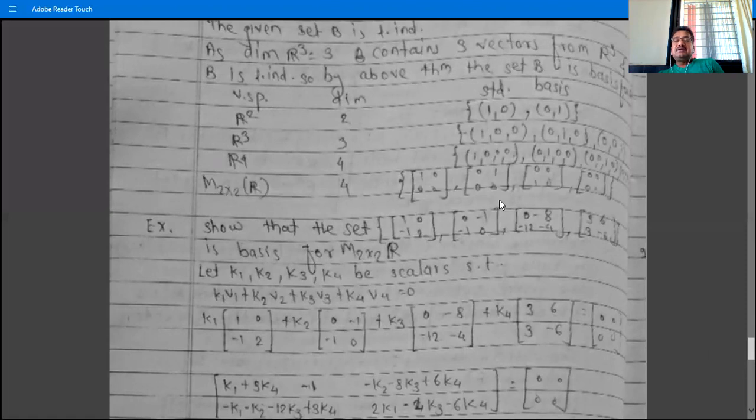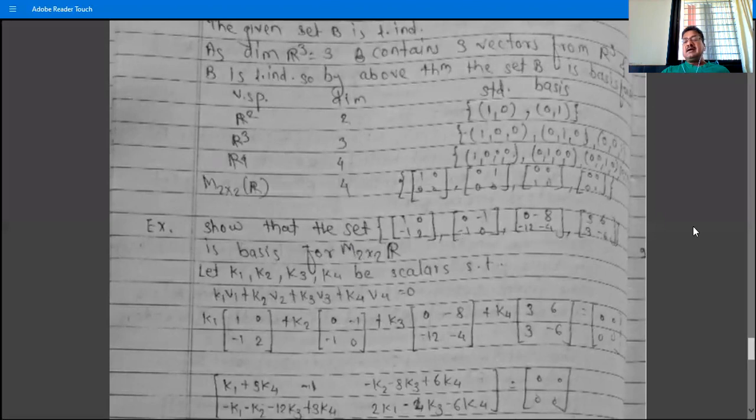Instead of this set, M2x2(R) can have another basis. For example, show that the set of four matrices given, (1 0; -1 2), (0 -1; -1 0), (0 -8; -12 -4), (3 6; 3 -6), is a basis for M2x2(R). So this is the standard basis, but instead of this, we can also have another basis for M2x2(R). The dimension of M2x2(R) is 4. Therefore, any basis of M2x2(R) contains exactly 4 vectors from M2x2(R).